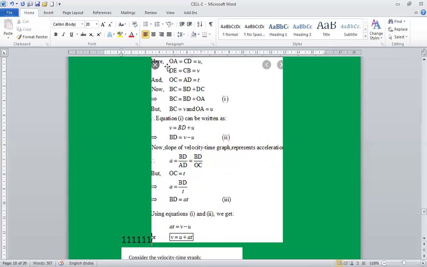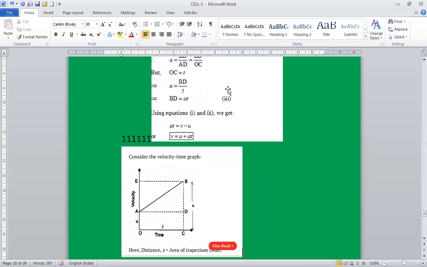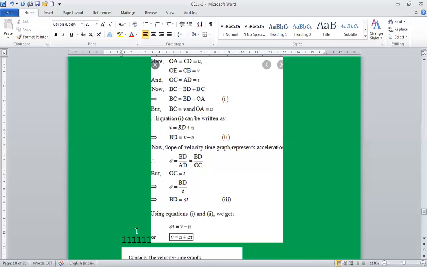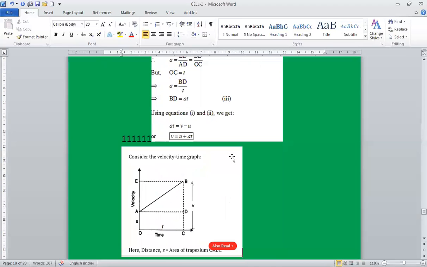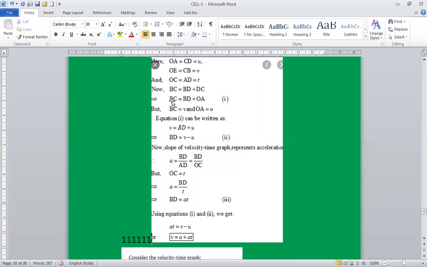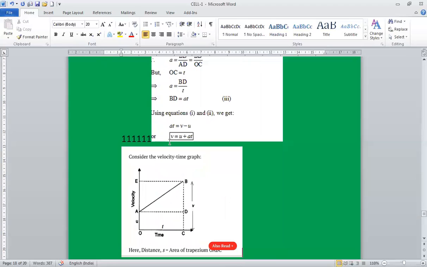See, in the graph, OA is equal to CD, which is equal to A. OE is equal to CB, which is equal to V. Then OC is equal to AD, which is equal to T.